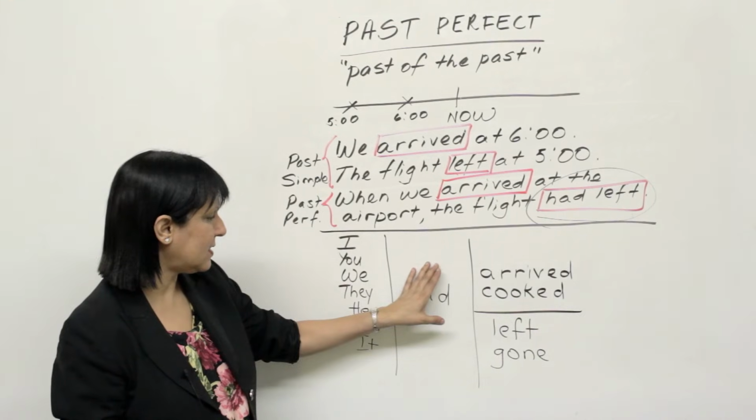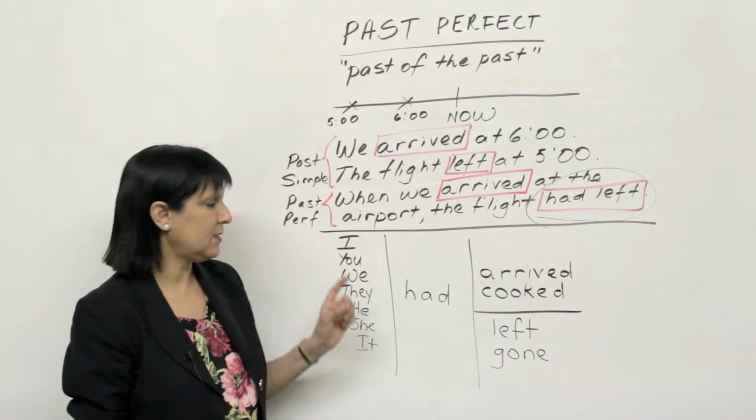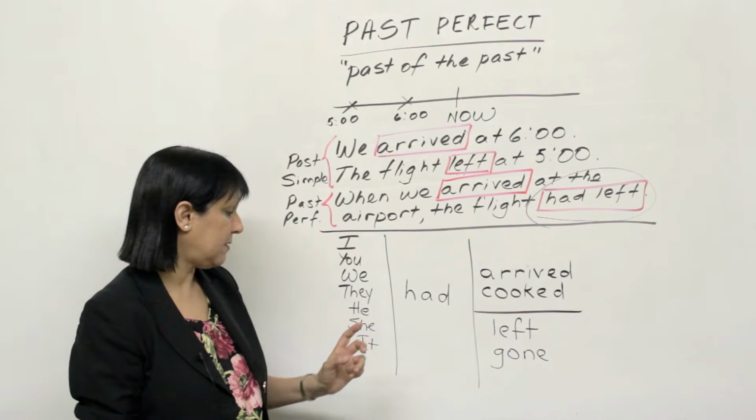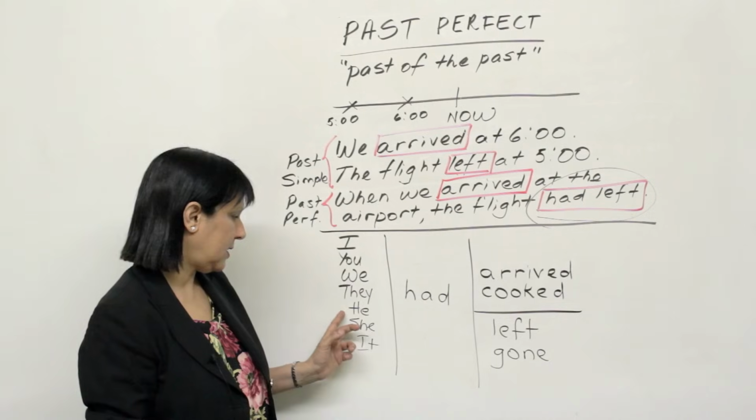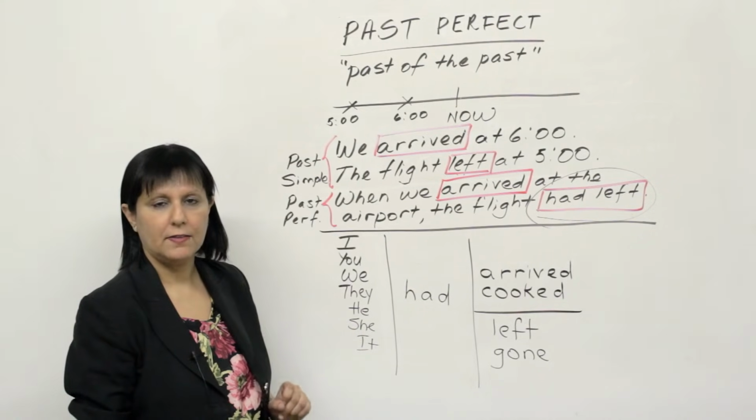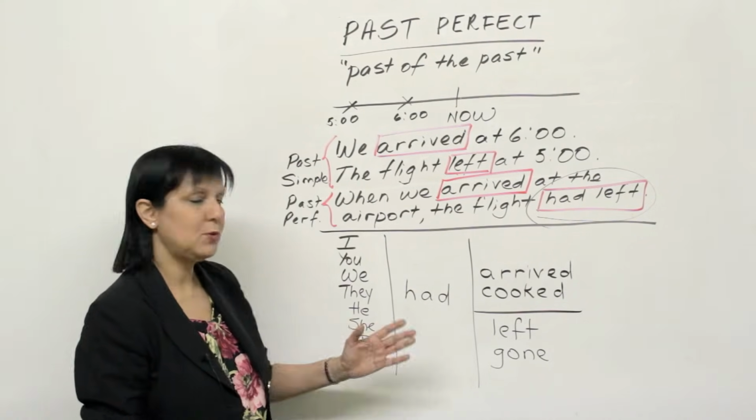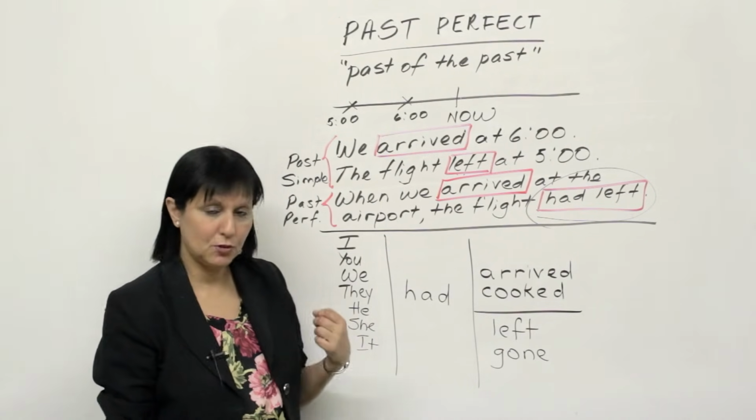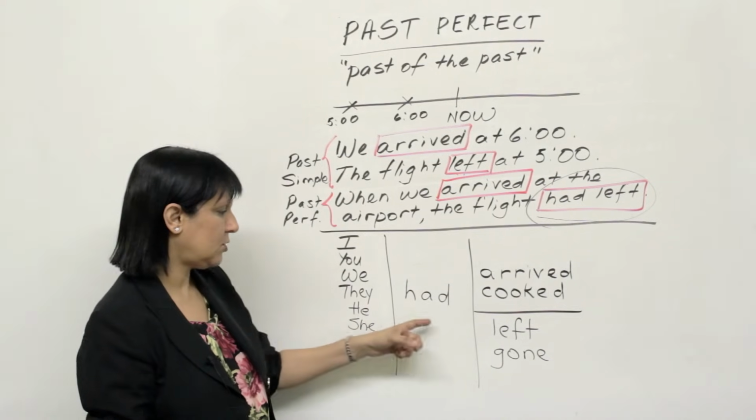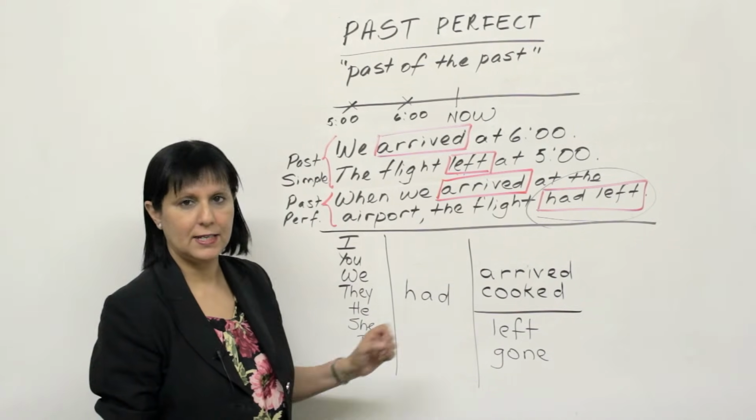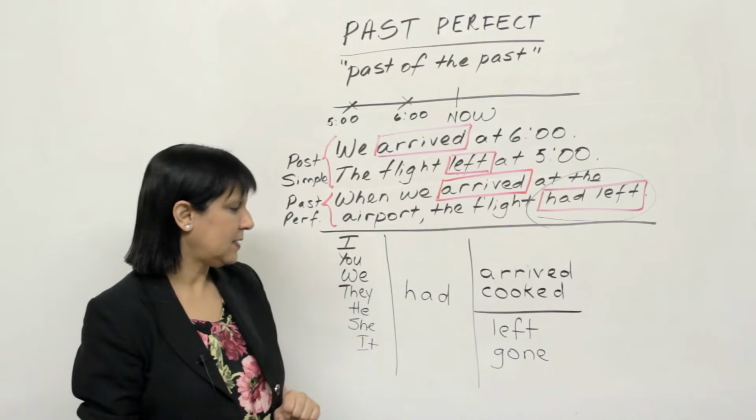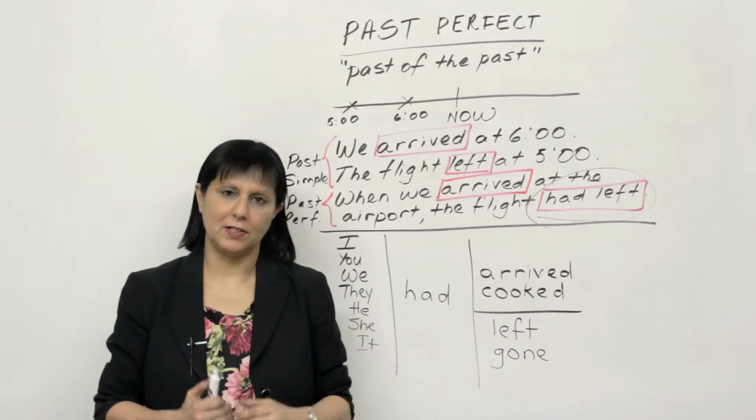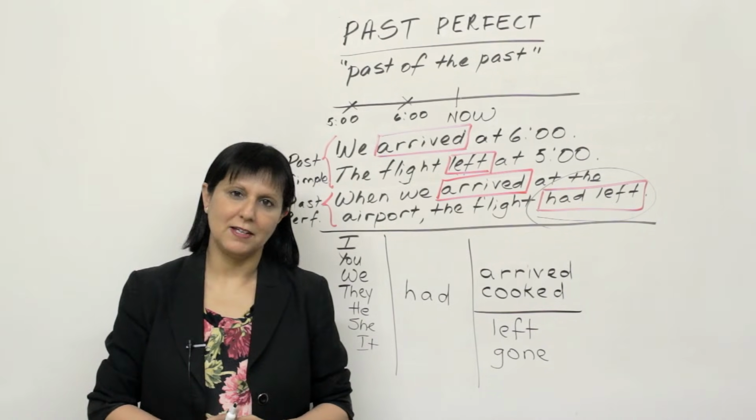You can't just say I arrived, because if you say I arrived, or I cooked, or they left, or he left, right? That would be a problem because that would just be the past simple tense. If you want to start using past perfect, then you need to use this auxiliary verb had in the middle. All right? Next, I'm going to show you several examples which will help you to understand even more clearly exactly how to use the past perfect tense.